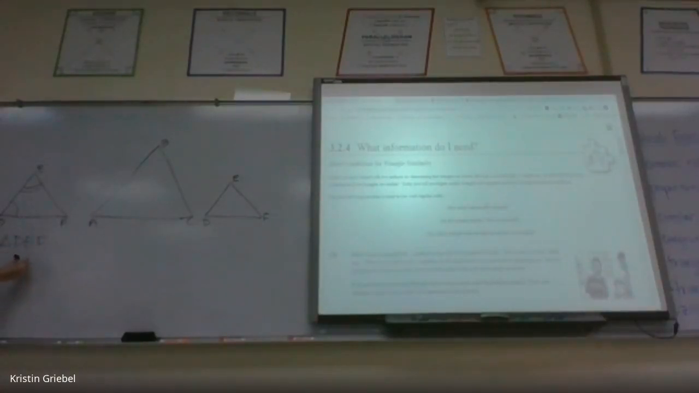And this was proven by angle-angle similarity. So for a triangle similarity statement, you write the two triangles that are similar to each other, making sure that the angles match up to each other in your statement. Okay? All right, then we have side angle side.